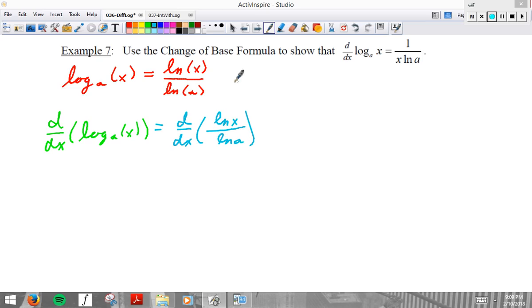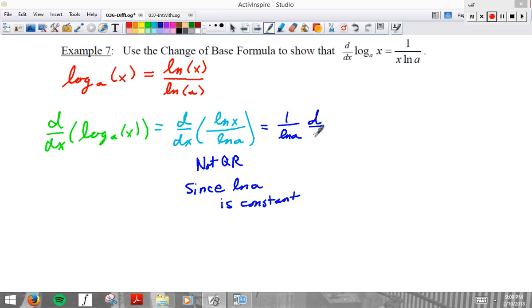I know a lot of students think we need the quotient rule. It's not the quotient rule here. Why? You should be able to think of the reason. We've been doing it for months. Since natural log a is constant, that's equal to 1 over natural log a. We can leave constants alone when we're differentiating. Times the derivative of natural log x.